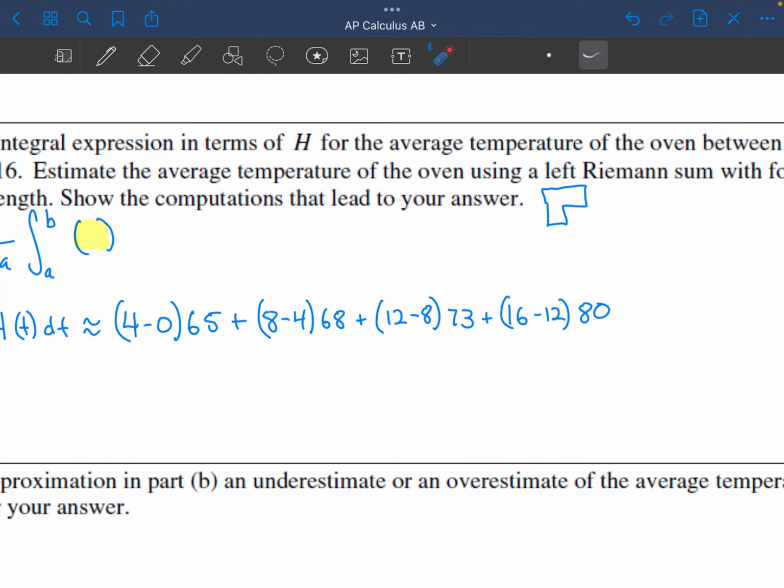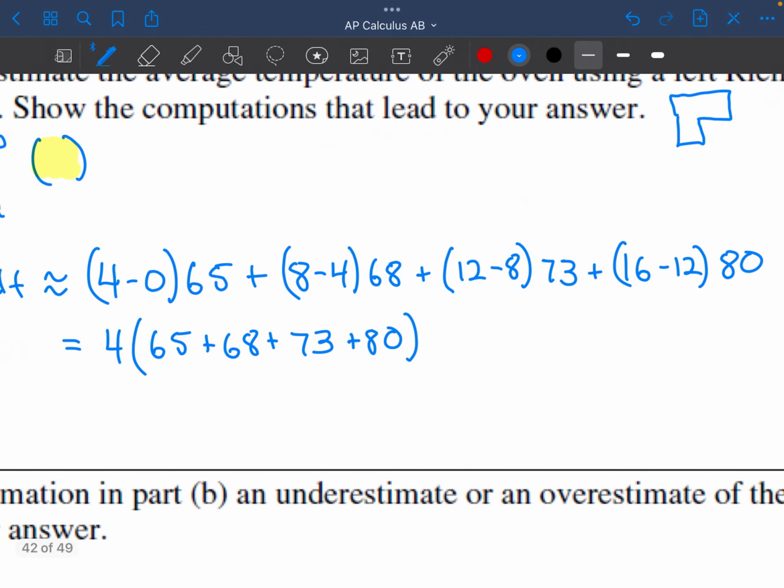I'll just use the laser pointer. These values are all going to be 4. And that's what I meant by factoring out the 4. So another way of rewriting this is exactly equal to 4 times the quantity of 65 plus 68 plus 73 plus 80. It's a little bit faster way of doing that.